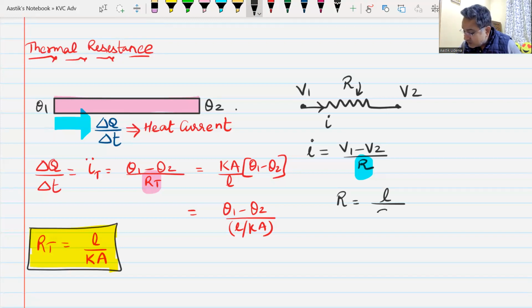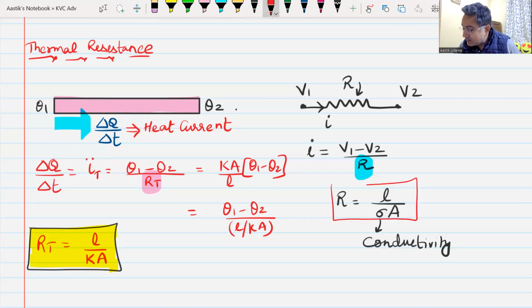Resistance of a resistor can also be written as L by sigma A. This sigma is known as the conductivity, or electrical conductivity, of the material of the resistor. Do we understand this? So this and this resistance are actually exactly similar to each other. Do we understand this? Yes, sir. This concept is known as the concept of thermal resistance. Do we understand this? Yes, sir. I'll give you 2 minutes to note this down.